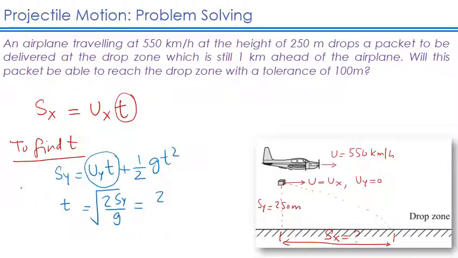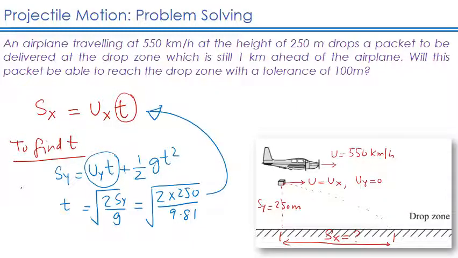That means by using the vertical distance we can find the t, and if you know the t you can find the horizontal distance. You need to change the speed to meter per second to find the distance in meter, because here you get the time in seconds. We are using g as meter per second square, so you need to change the 550 km per hour into meter per second.